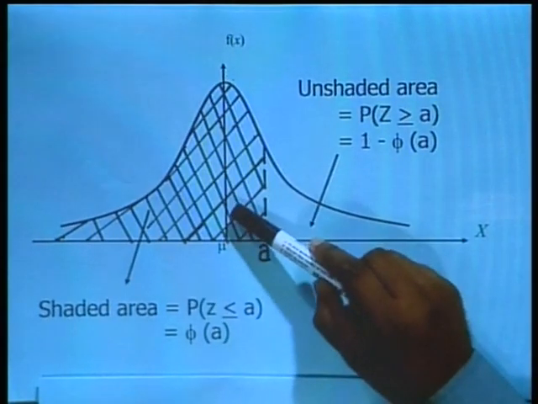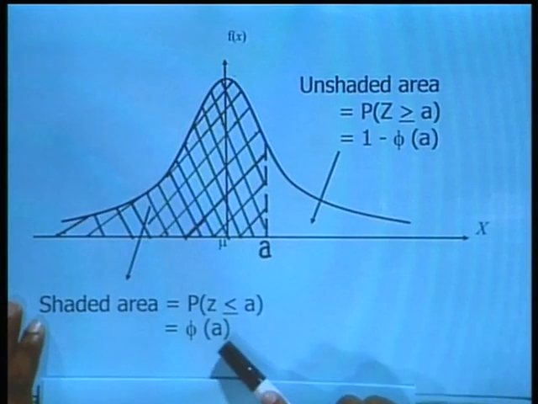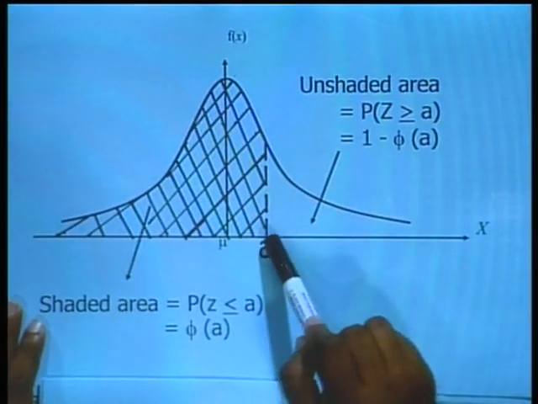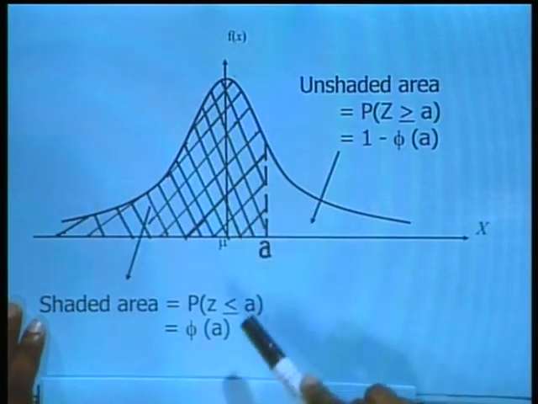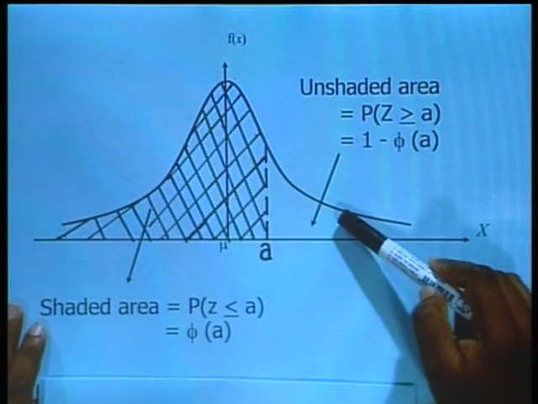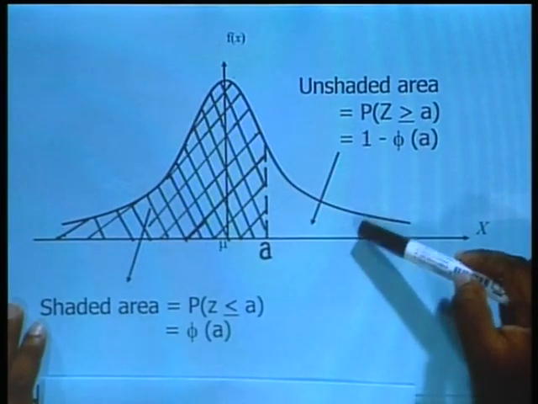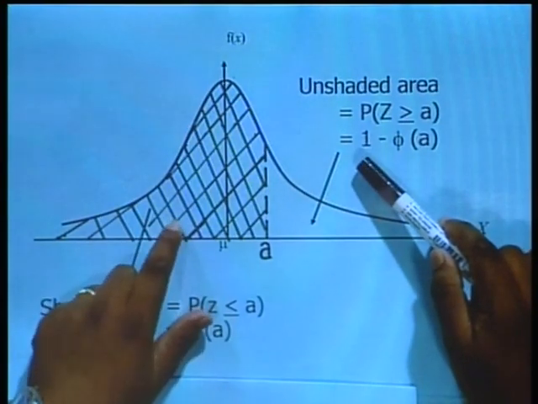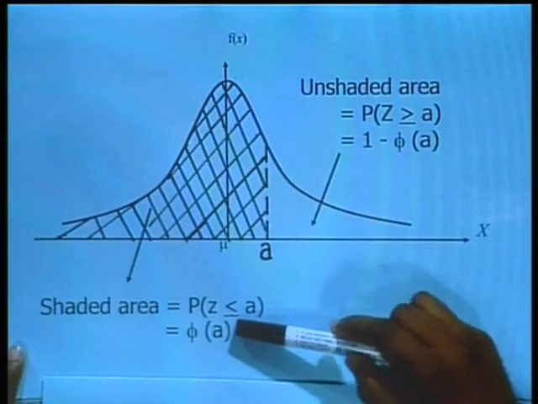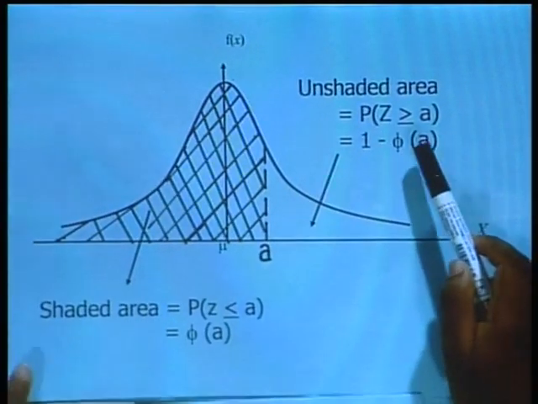This shaded region, since you're going to use it a lot, will be represented by phi of A, the symbol phi of A. So phi of A is the area on the left of Z equal to A, and it represents the probability Z less than or equal to A. As we said earlier, the total area under a normal curve is 1, which means this unshaded area, which will represent probability Z is greater or equal to A, will be given by 1 minus phi of A. So it is very important for you to remember, probability Z less than or equal to A is phi of A. Probability Z greater or equal to A is 1 minus phi of A.